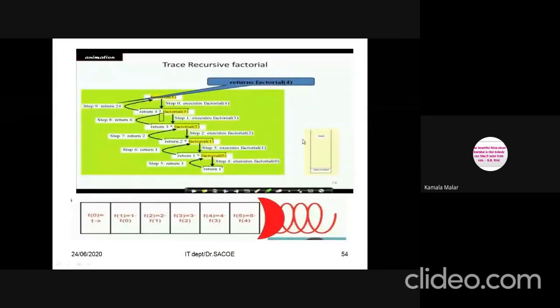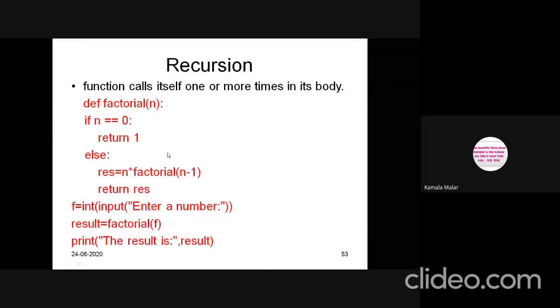Another diagram is given, that is like a spring. If you want to calculate f of 5, the factorial of 5, we want to know the factorial of 4. If you want to know the factorial of 4, we want to know the factorial of 3, likewise. Here the base condition is 0. If the number is 0, it will return 1. Else, that number into the factorial of the number before it. Likewise, we calculate and return the result.